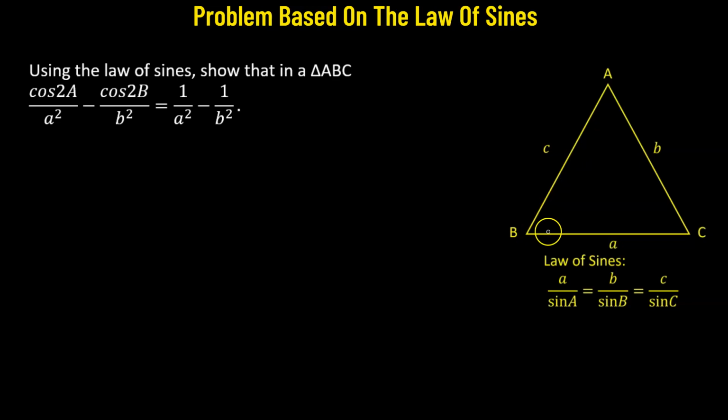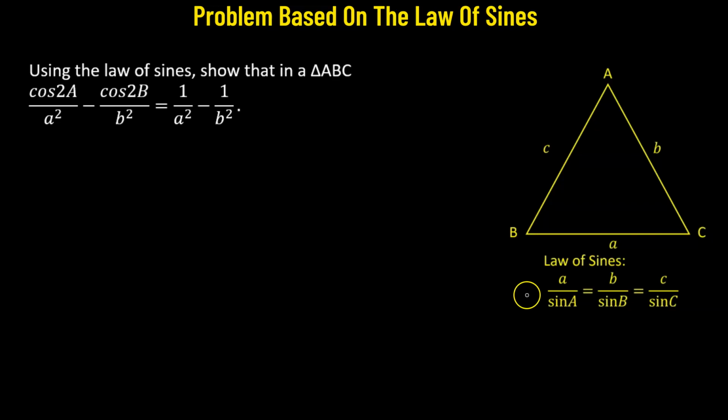If we have a triangle ABC, where angle A, angle B and angle C, the sides opposite to them are represented by the letters a, b and c respectively. Then the law of sines states that the ratio of side a to the sine of the angle A will be equal to the ratio of side b to the sine of the angle opposite to it, which is B, and this is also equal to the ratio of the third side to the sine of the angle opposite to it, that is C. So this is the law of sines.